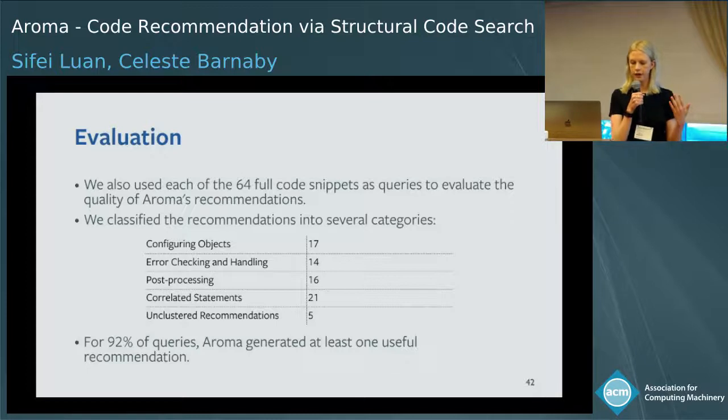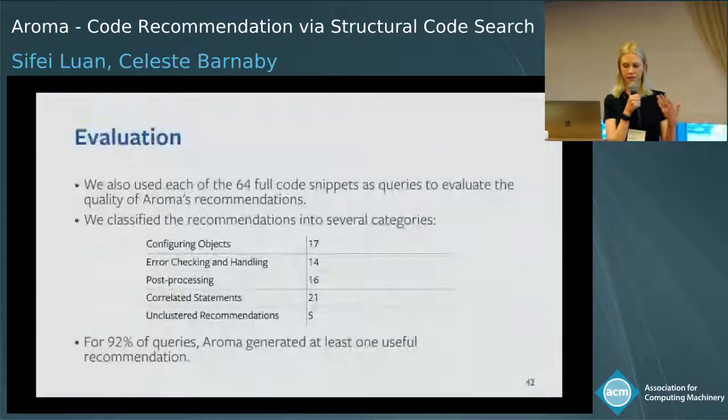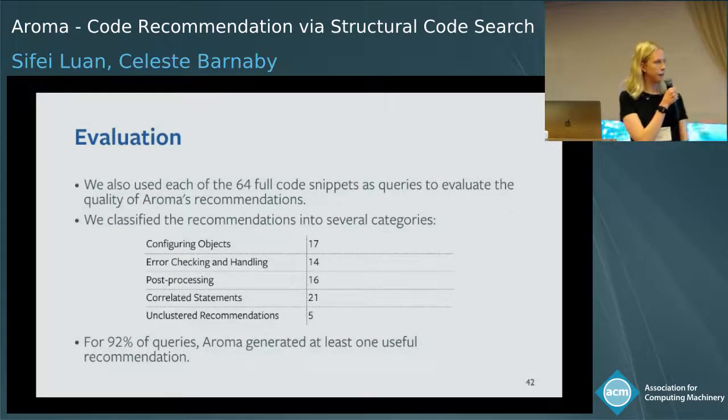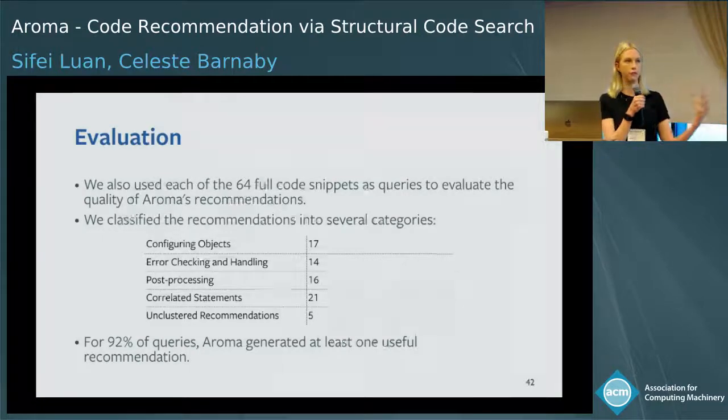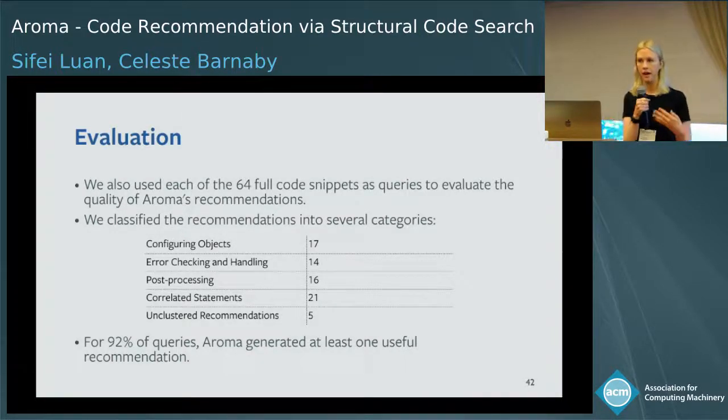The first 4 categories describe extensions to the query code that improve the quality and functionality of this code, such as configuring objects, additional error checking and handling, etc. And the final category describes the rare case where all the methods matching the query snippet were mostly different from each other, so Aroma was unable to perform the clustering and intersecting steps. But for 92% of the queries, Aroma generated at least one recommendation that we found to be useful.